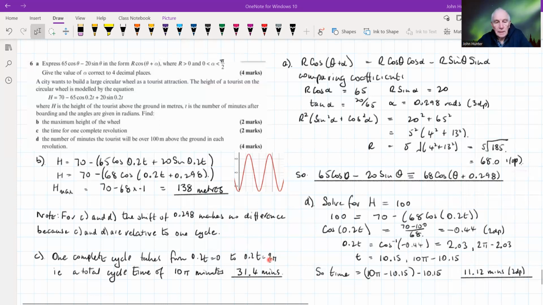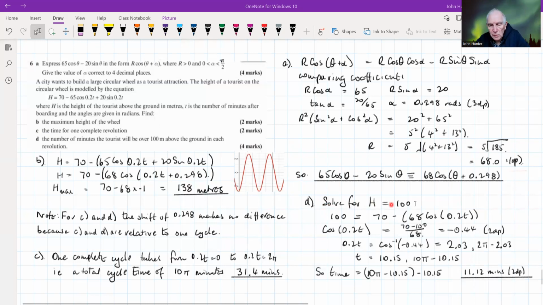And that's 31.4 minutes to one decimal place. Right, then the last part is the number of minutes the tourist will be over 100 meters above the ground in each revolution. So you have to be careful with this.